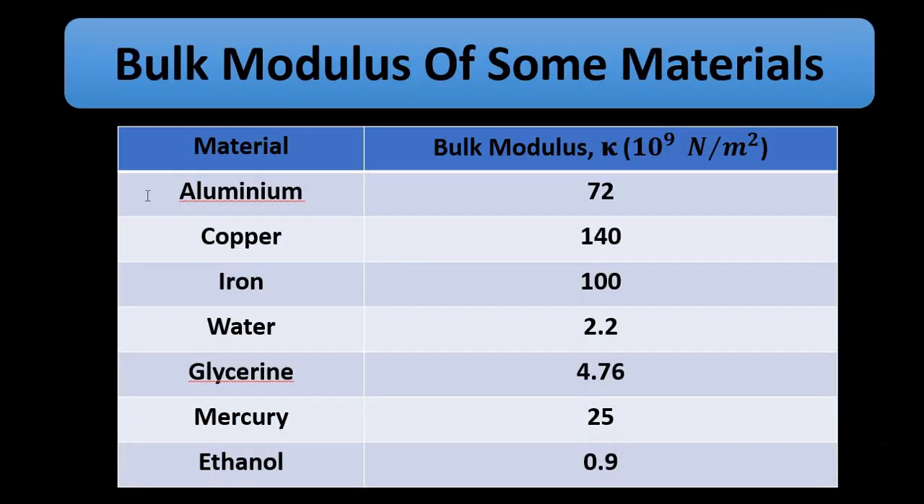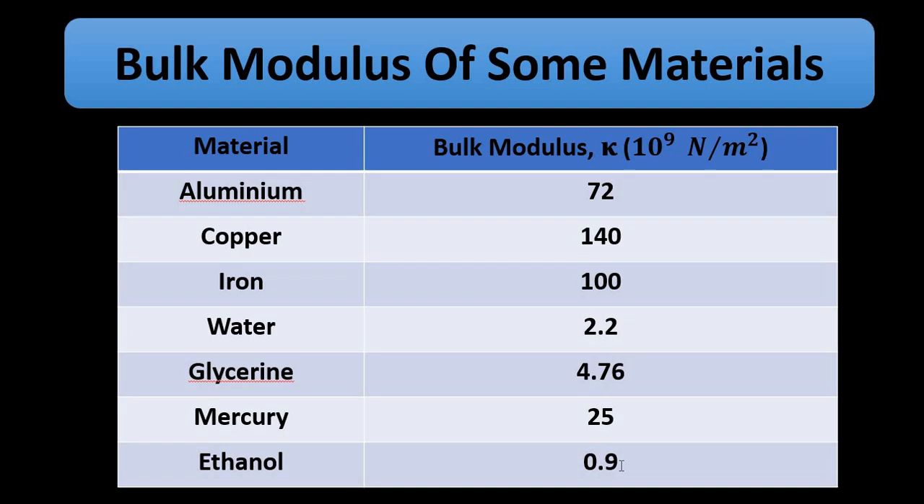Now here are some bulk modulus values for some commonly used materials. Again, it is expressed in terms of 10 to the power 9 Newton per meter square. So whatever the value is, that into 10 to the power 9 Newton per meter square. For aluminium it is 72, copper 140, iron 100, water 2.2, glycerine 4.76, mercury 25, ethanol 0.9. Now these values are not specifically accurate. It's not that 72 means exactly 72. There will be some plus minus, some margin of error, but these are rough approximate values.